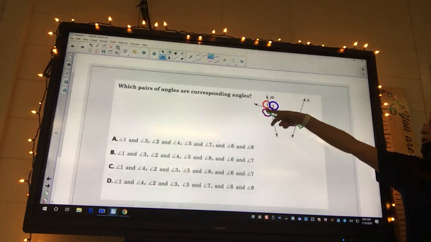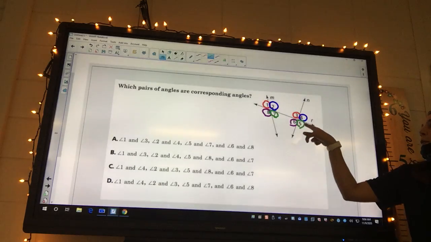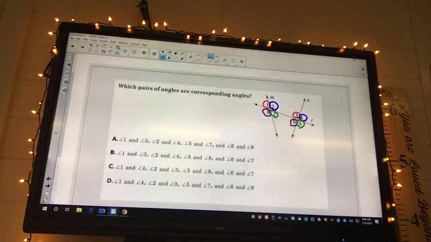I got red, blue, green, and purple. Okay? So what that's saying is they're looking at 2 separate pictures. Which ones match up to the bottom ones?